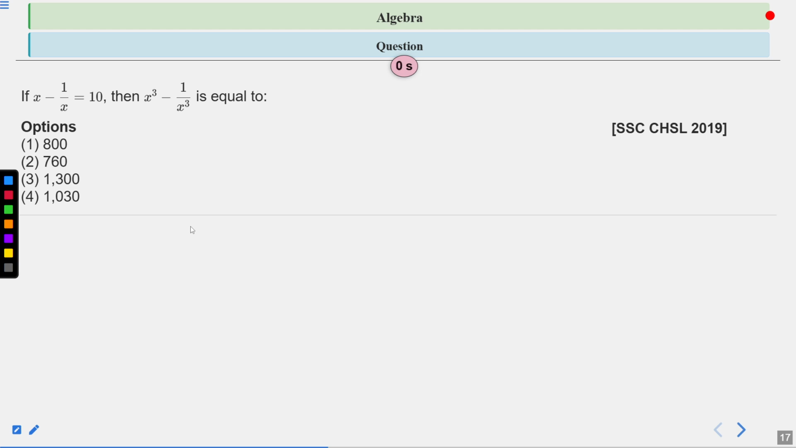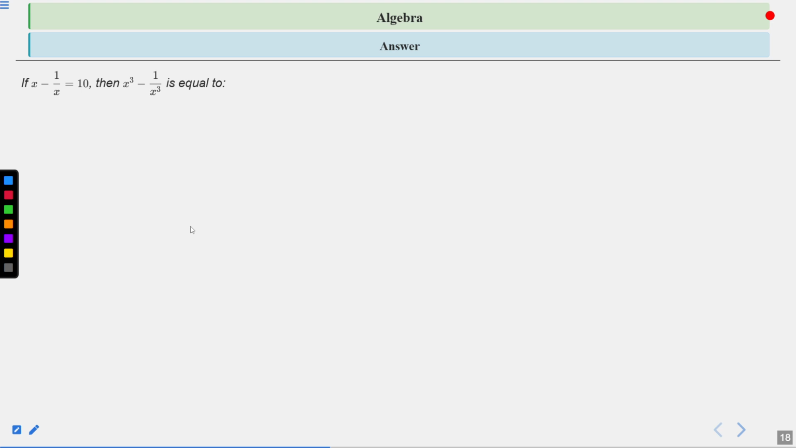Now time's up. Let's see the solution of this question. The question says that if x minus 1 upon x equals 10, then what is the value of x cube minus 1 upon x cube? The correct answer of this question is the fourth one, which is 1030. Now see the detailed solution using concept 19.1.32.